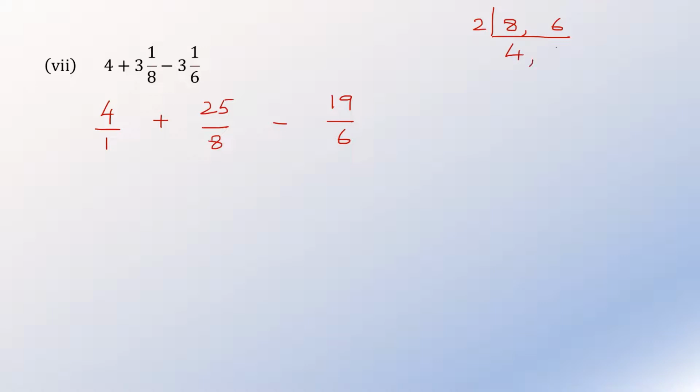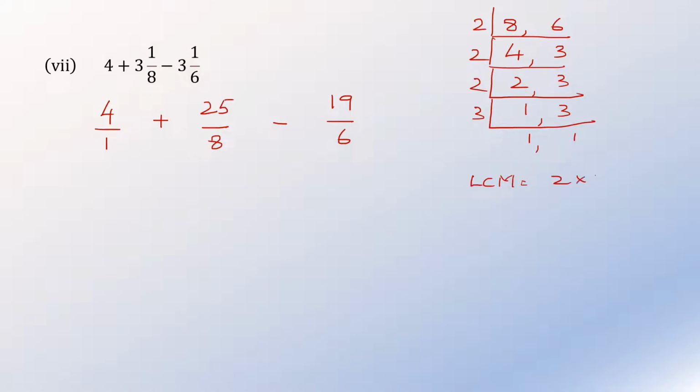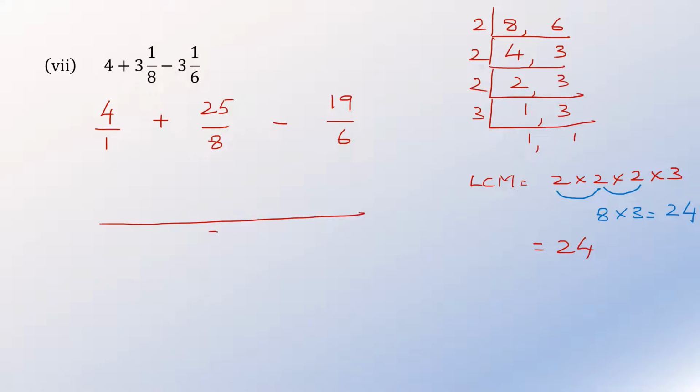Let's start with 2. 2 4s are 8, 2 3s are 6. 2 2s are 4 and you bring down 3. 2 1s are 2, you bring down 3. Now 3, 1 and 1. So what is our LCM? 2 into 2 into 2 into 3. 2 2s are 4, 4 2s are 8, 8 3s are 24. So our LCM is 24, which we are going to use as our common denominator, 24.